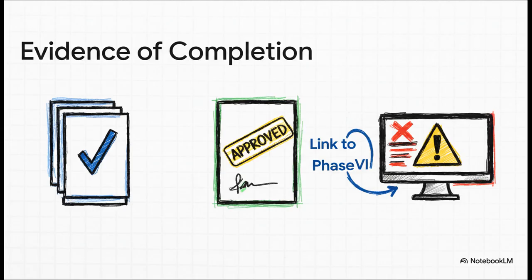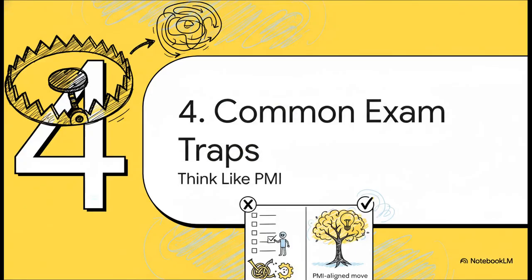Way down the line in Phase 6, when a model is live and suddenly starts failing, the investigation is very likely to lead right back here, to a blind spot in your original ground truth. Okay, let's talk about the exam itself. PMI is smart. They set traps to see if you're really thinking like a project manager. So let's look at some common wrong instincts and contrast them with the correct PMI-aligned move.